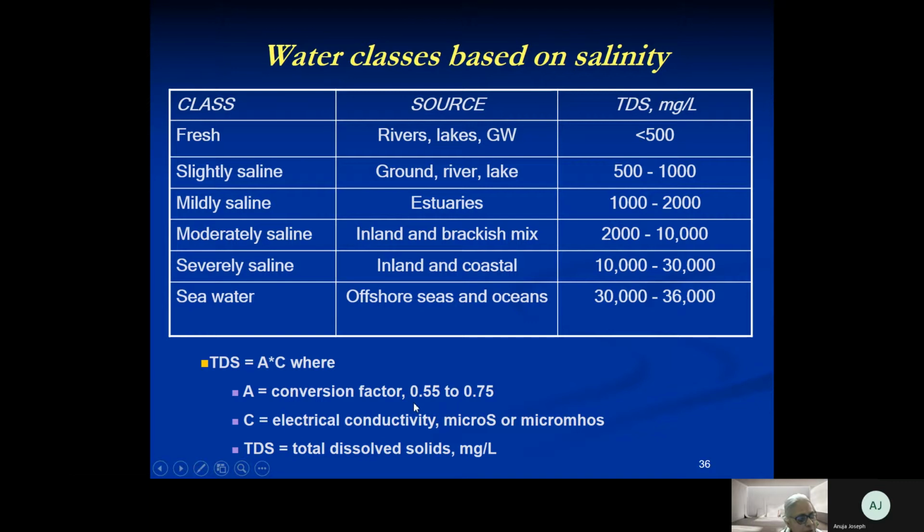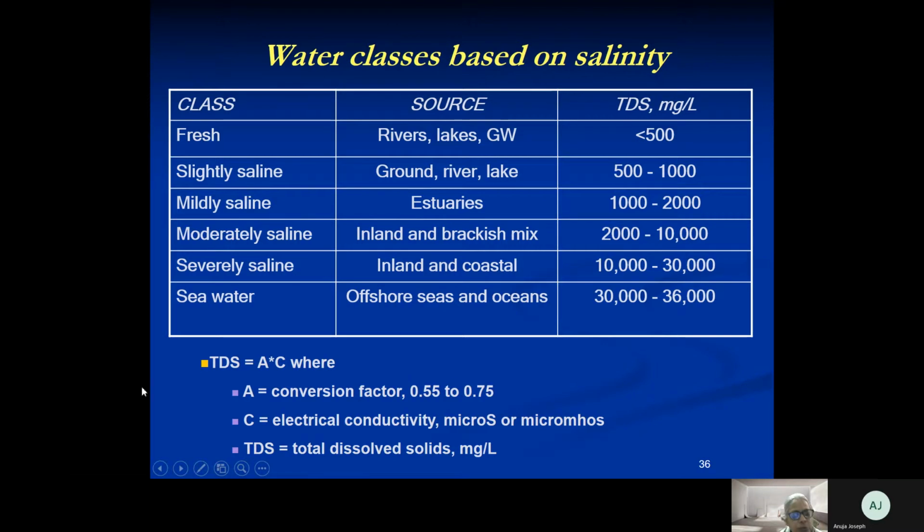The conversion factor is 0.55 to 0.75, and you have to determine it for every water. We generally take the center point. It's an empirical relationship, so you multiply it either by 0.6 or 0.65. Whatever you do, it has to have some rationale to it. So this is the easy way to measure salinity.